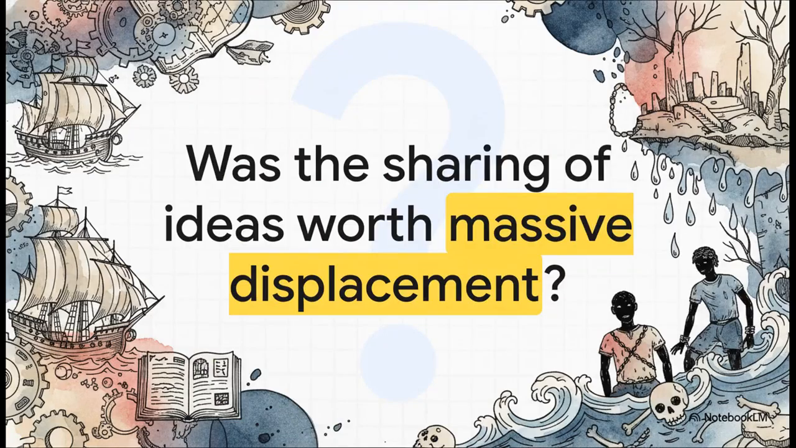Which leaves us with a final, really provocative question to take away from our explainer today. Was the sharing of ideas, inventions, and goods across continents worth the massive displacement and extermination of millions? It really is the ultimate paradox of the period between 1300 and 1700. The foundations of our modern, incredibly interconnected world were laid during this era, but they were built upon a profoundly heavy human toll. I'll leave you to deeply ponder that historical cost.